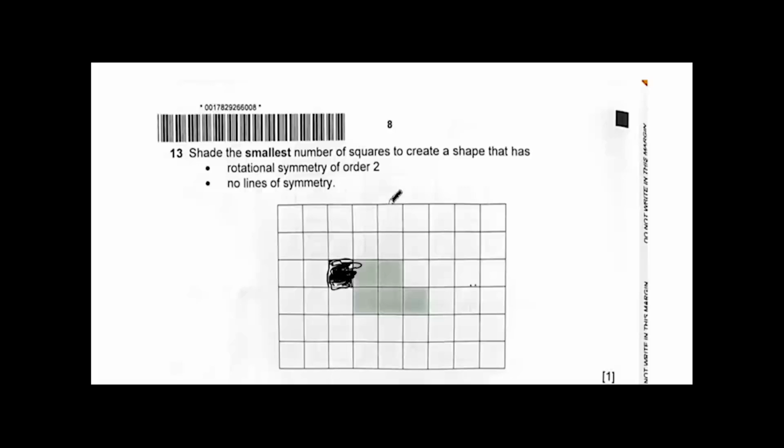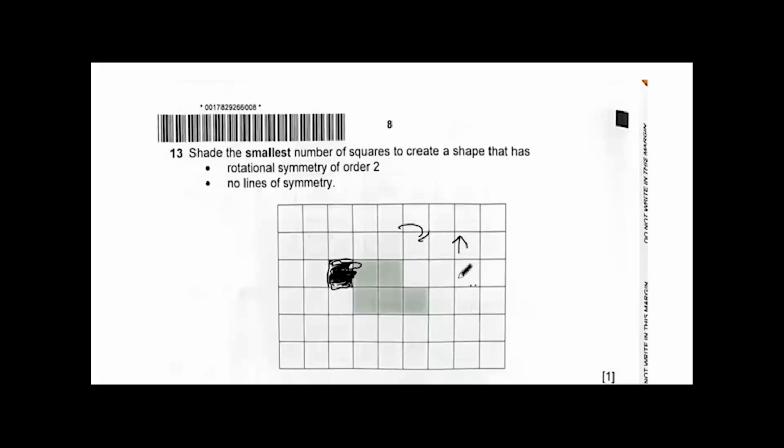Now let's see the rotational symmetry. Let's see if the rotational symmetry will be of order 2. If I rotate it about 90 degrees like this, it will be facing up, and it will not look like itself.